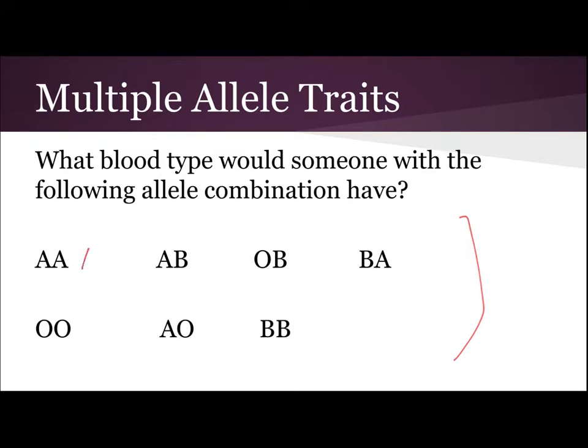So AA would be type A. A and B would be type AB. OB would be type B because B is dominant over O. BA, well, that's just AB again. OO, that would be blood type O. AO would be blood type A because A is also dominant over O. And then BB would be blood type B.